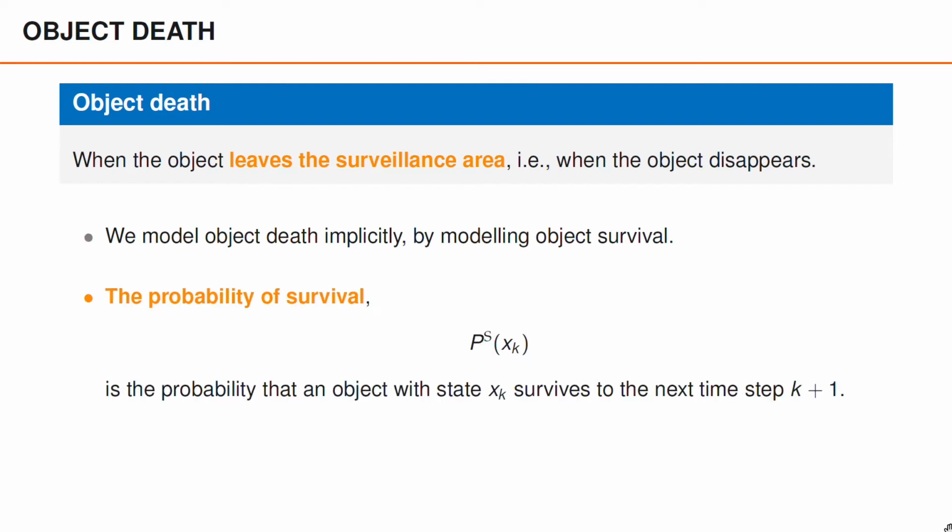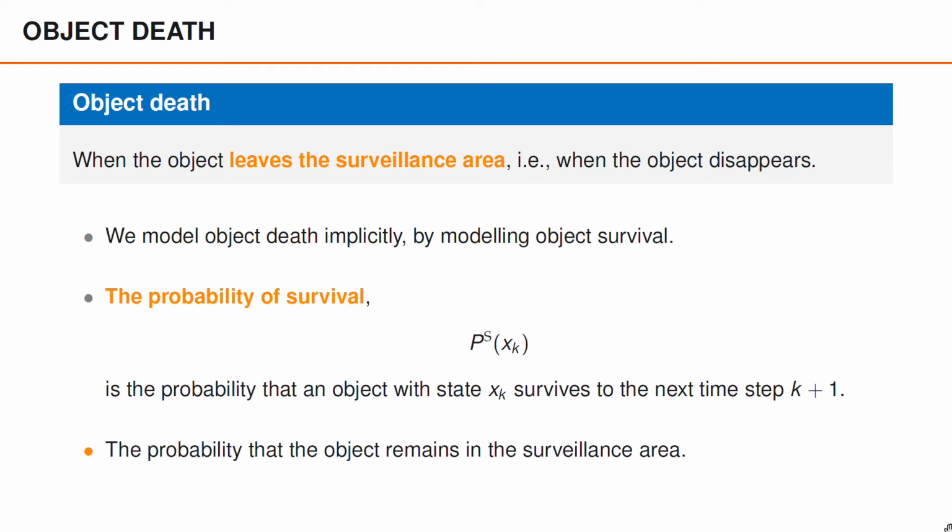Specifically, the probability of survival, denoted PS, is a function of the object state, and it models the probability that an object with state xk survives to the next time step k plus 1. So what we have is the probability that the object remains in the surveillance area.